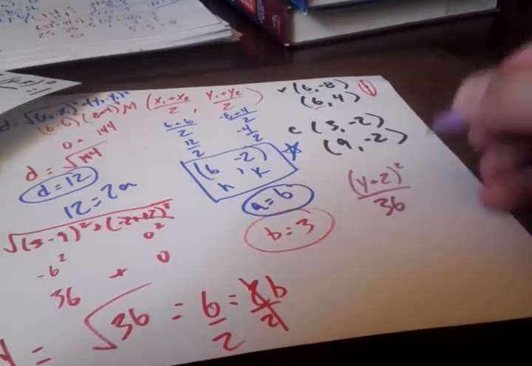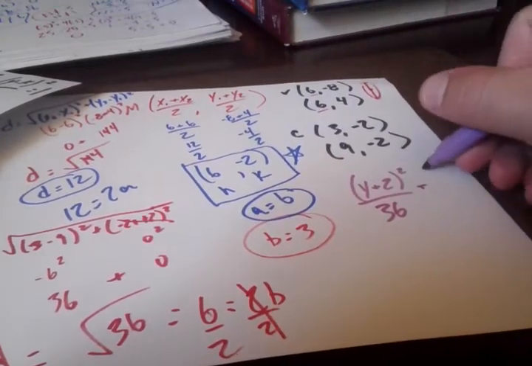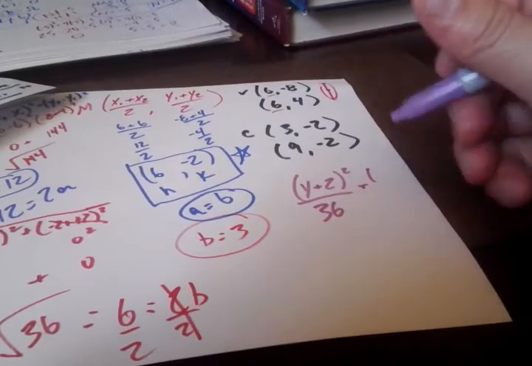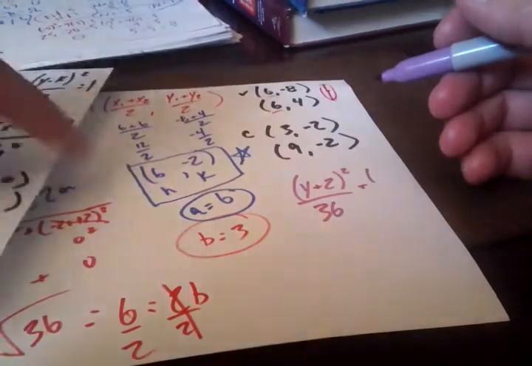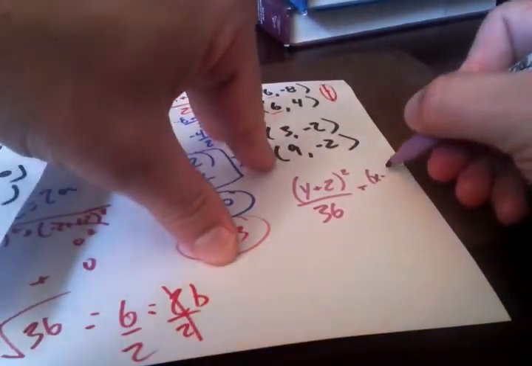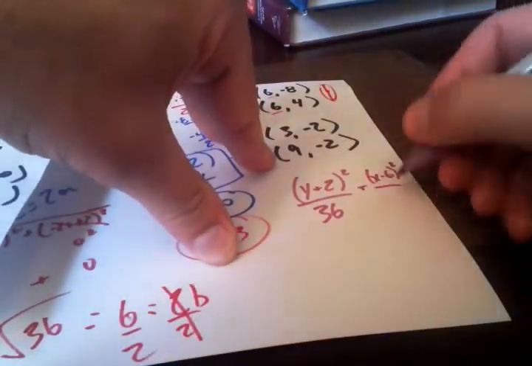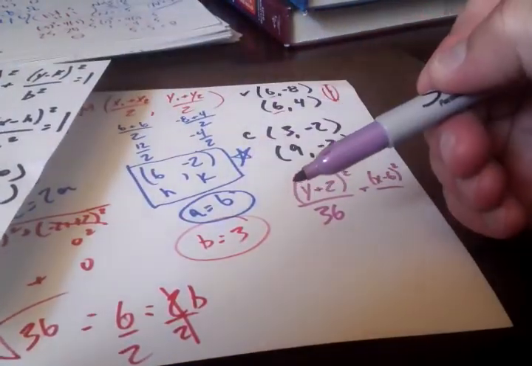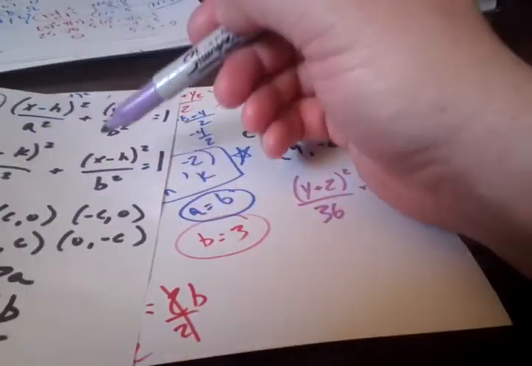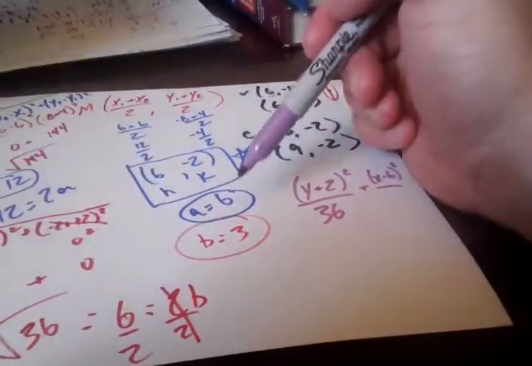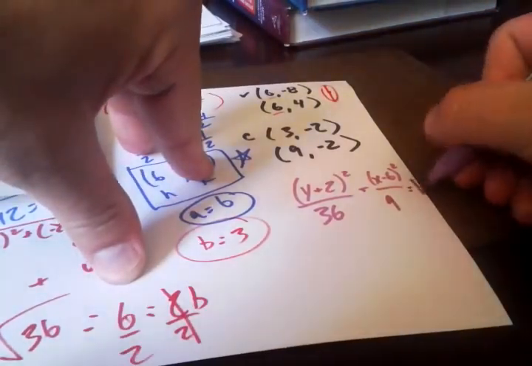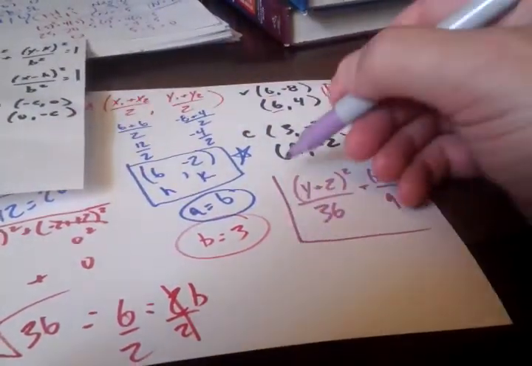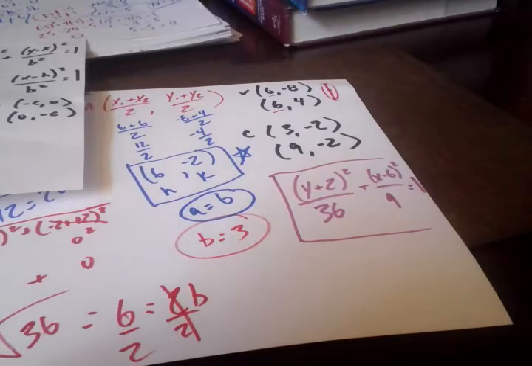So we say over 36 plus x minus h. What's the h? 6. So I say x minus 6 squared over b squared. B was 3, so 3 squared is 9. And it's always equal to 1. So this is the equation of that ellipse.